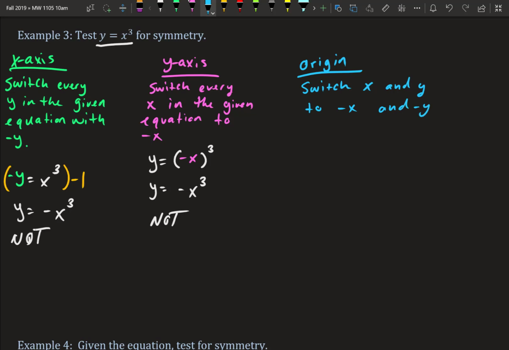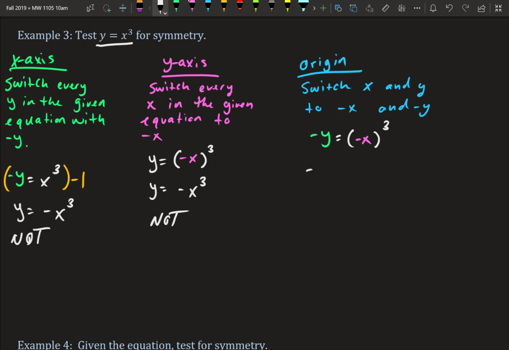So you do both. We're going to combine the two steps that we did for x-axis and y-axis. So we have negative y equals x cubed, and that's where we're going to put negative x. Do you notice how we put the green and the purple together? That's why. Next semester I'm going to do it where the two colors equal the blue. That'll make more sense. Anyways, let's simplify this.